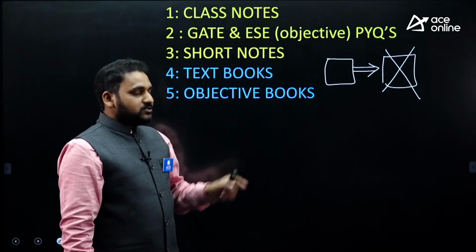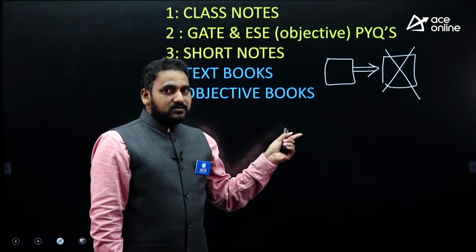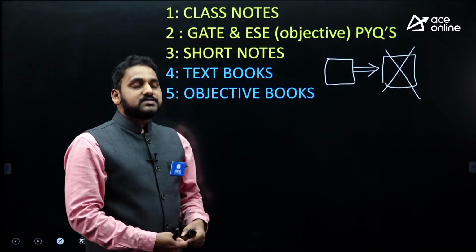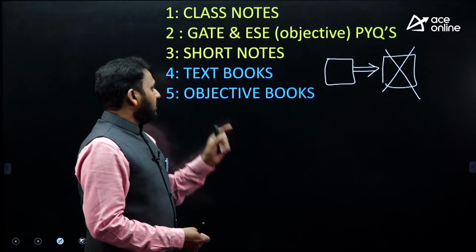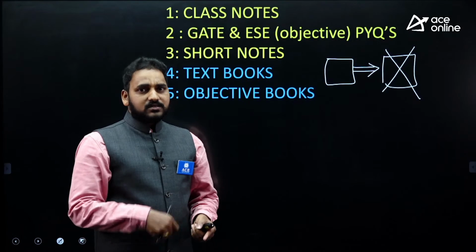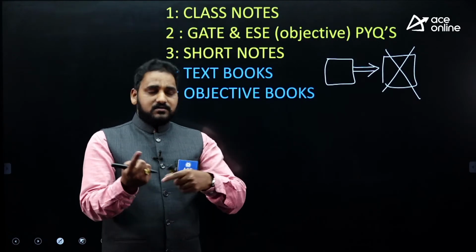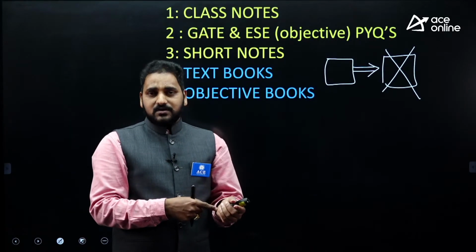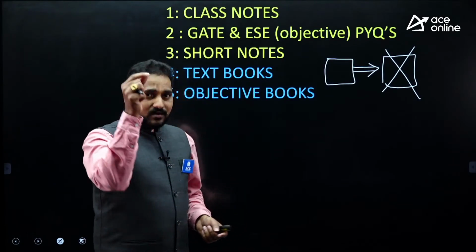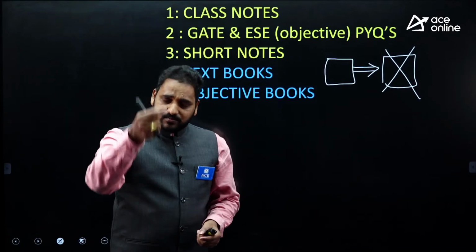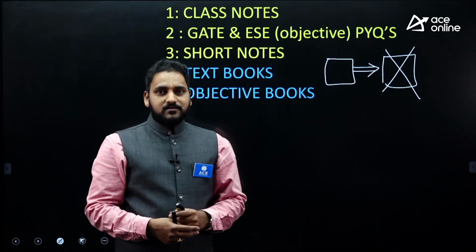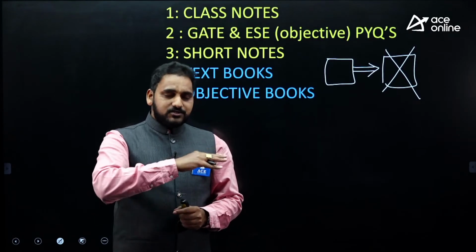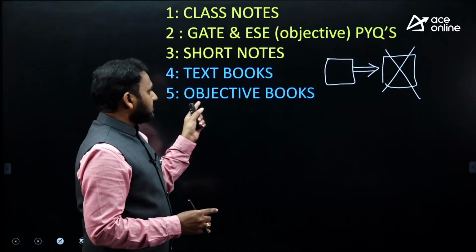And objective books, that is the last priority. Because if you have some time, then you can happily take any objective book, or otherwise PYQ, what we call recorded videos, or otherwise you can download the previous year objective bits. There are different sources available. You can choose anyone and then you can practice those questions.